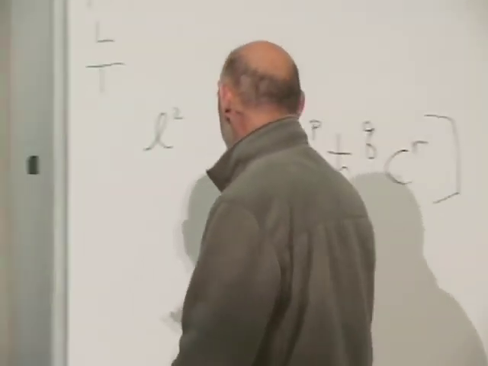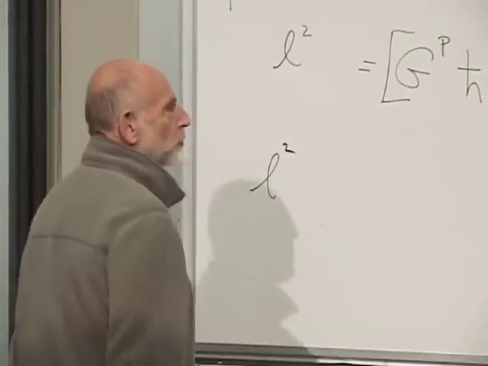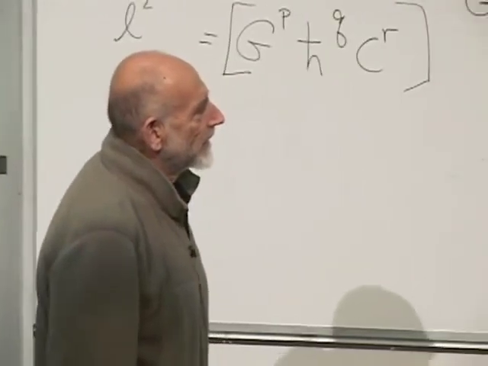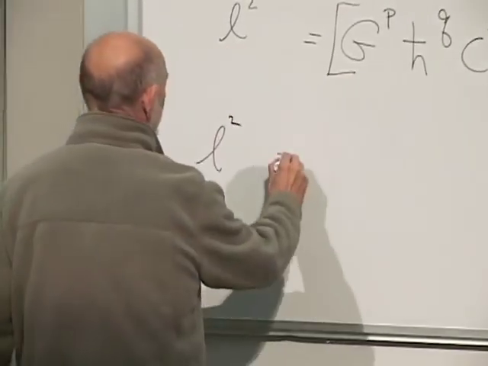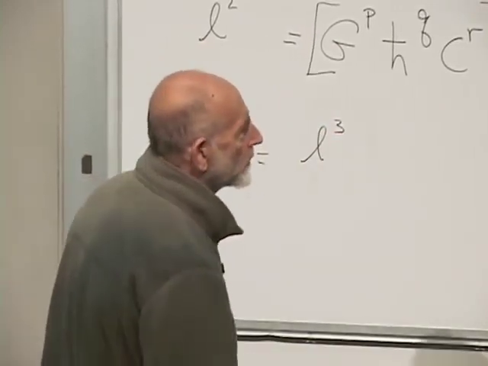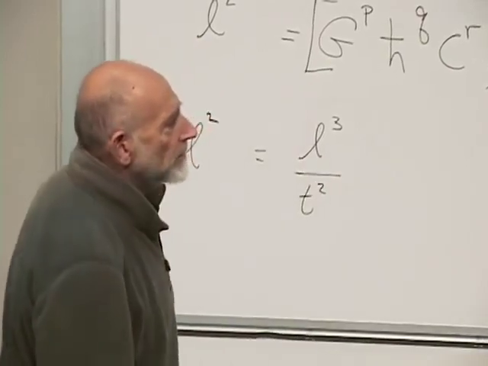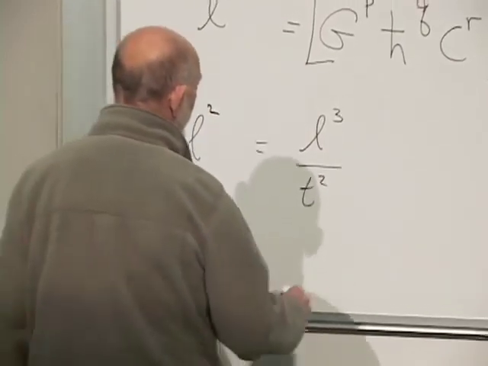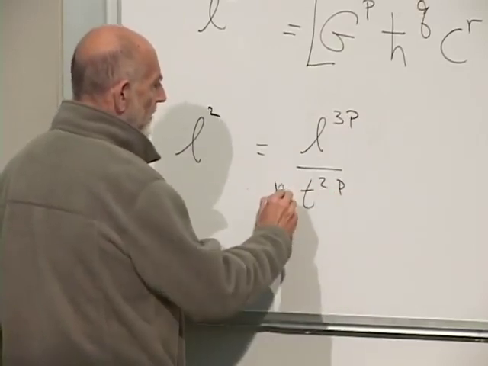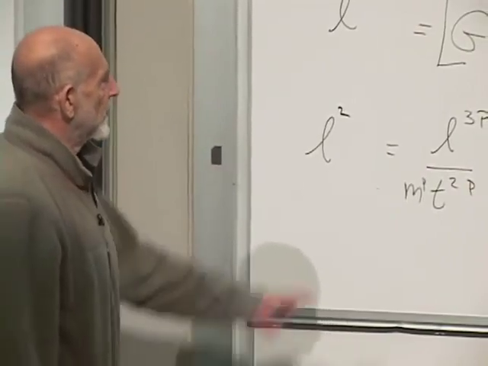Okay. So now we have on the left side length squared. Now let's go G to the power p. What's G again? All right, so it's L cubed over t squared times m in the denominator. So it's L to the 3p, t to the 2p, m to the p, right? Did I get that right? That's G to the p.